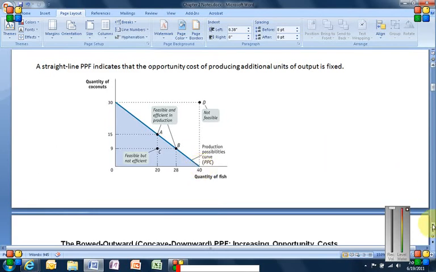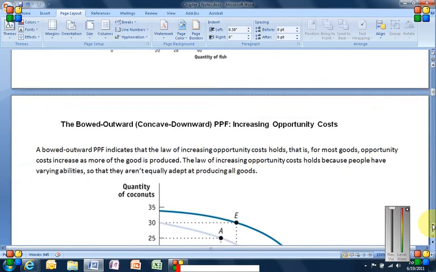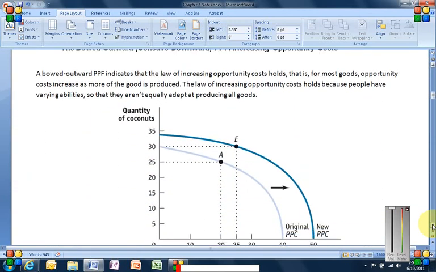But it's different when you're talking about a bowed outward curve, like this. A bowed outward PPF indicates that there's the law of increasing opportunity costs, or diminishing marginal utility, if you want to think about that. That was in Unit 1. We had the pizza example, the donuts example, when somebody said, you know what, as much as I love donuts, when I get to the 9th, the 10th, the 11th donut, it's just not that useful anymore to me. And there's an increased opportunity cost.